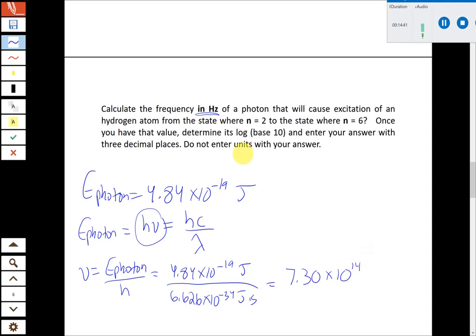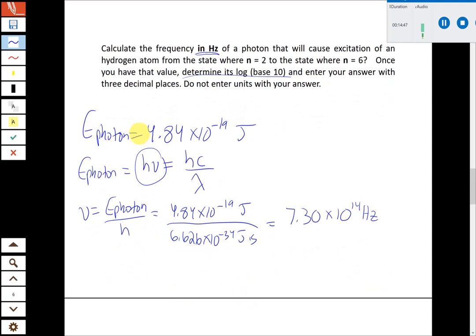And then again, we're going to do the same thing in this problem, determine the log. So this is the frequency in hertz, the log of this answer, which is what Blackboard wanted in this case. Again, no particular reason for taking the log other than that's just a more convenient answer form for Blackboard, especially back in the day when Blackboard was still in an older version. So we take the log of that number, we get 14.864, and that's going to be the answer we would put in.